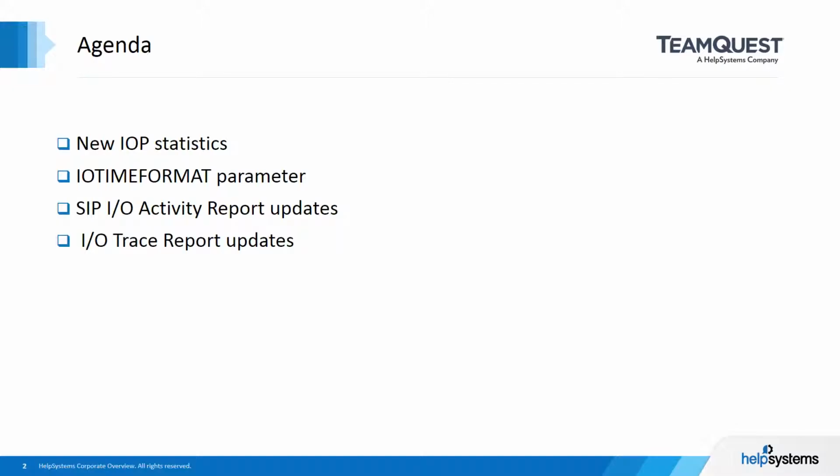The agenda for this presentation contains an introduction of a new set of I/O statistics added in the SCSI and IOTRACE files for SCSI disk, the new IOTIMEFORMAT parameter that indicates the report format to generate, the PAR IOACTIVITY report updates, and the PAR IOTRACE Summary Report updates.